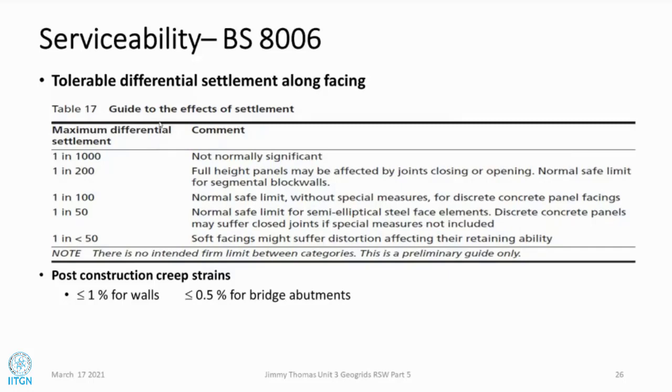Mainly, the allowable settlement of a reinforced soil wall will be controlled by the allowable settlement for the facing. So if it is a full height panel, it has relatively low tolerance. It is something like 1 in 200. What it means is, over a length of 200 meters, there could be a differential settlement of 1 meter. It is not small, it is large actually.